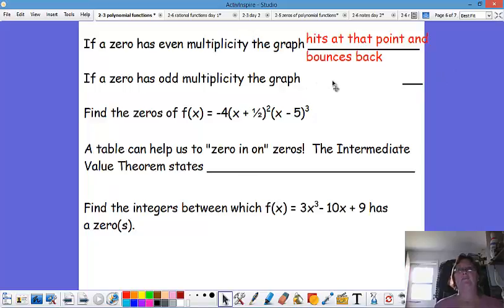If a 0 has an odd multiplicity, so that would be like 1 or 3, you can be assured that you're going to cross the x-axis at that 0.